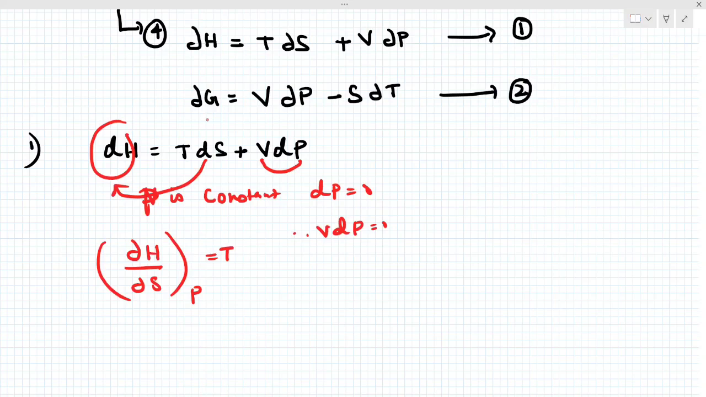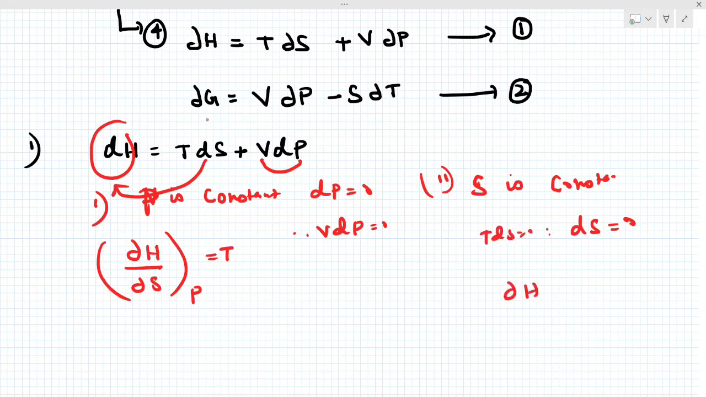Okay. Now, second case. First case, right? And second case, put dS. Entropy is constant. Entropy is constant means TdS equal to 0. What is the formula? dH divided by dP at constant entropy equals V. You got the point?